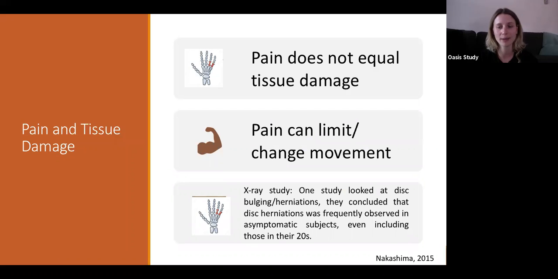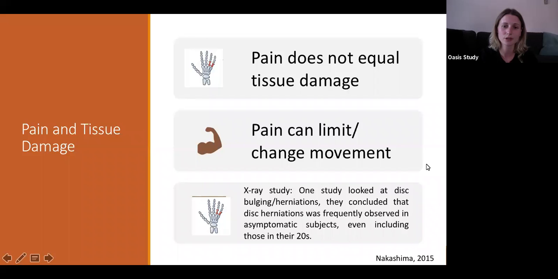So, pain and tissue damage. Like I mentioned before, pain does not always equal tissue damage. Pain can sometimes limit and change movement, which may happen, but here is one example where pain does not equal tissue damage. There have been many studies that have looked at disc bulging or herniation. Within your spine, you have some discs, and on certain occasions you may present with disc degeneration or bulges, but those can be painful and sometimes not painful.